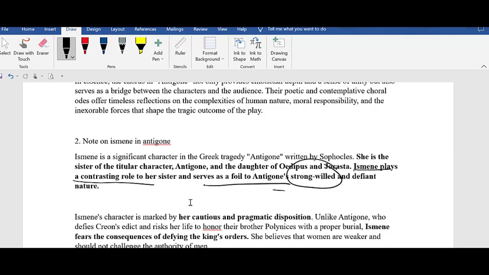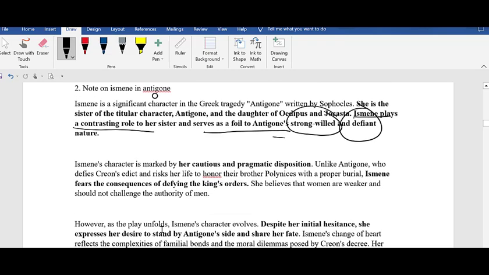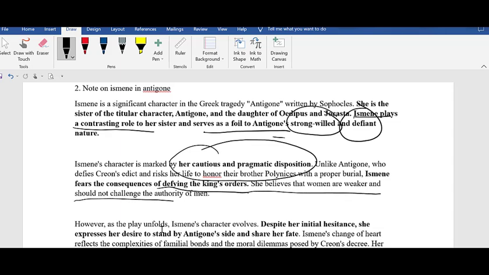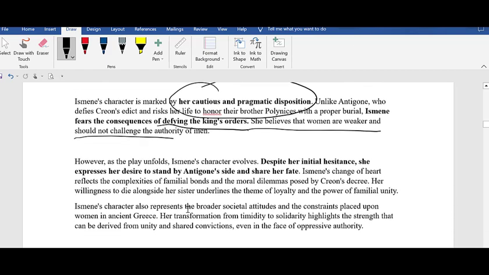She is not strong willed, she is not defiant, but towards the end, as the play grows, as the tragedy grows, we slowly get to know Ishmael and the character develops. She is first marked by her cautious disposition. She doesn't want to defy the king. She is very, very cautious. She fears the consequences of defying the orders of the king, and she has the traditional beliefs that women are weaker and they should not be defying the authority of men.